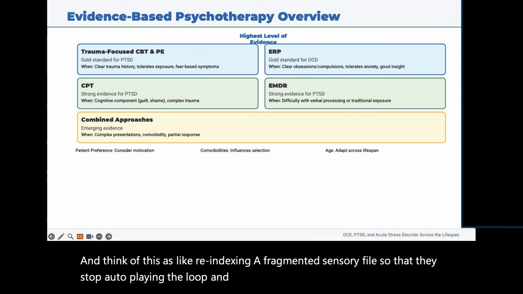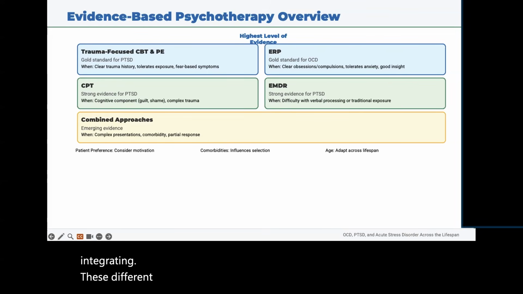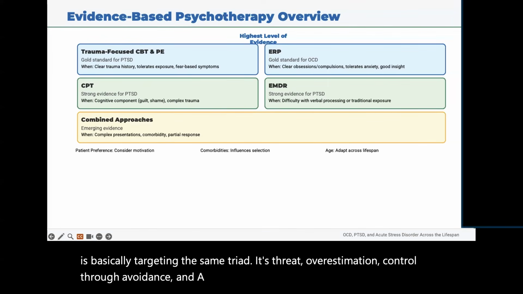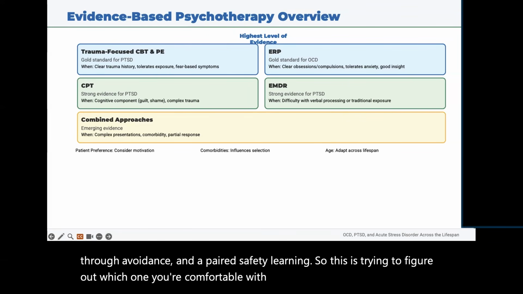And then, of course, all these are combined, and we call this, if it doesn't fit the manual, there's emerging support for integrating these different therapies together. Hard to test, though. But every therapy is basically targeting the same triad: threat overestimation, control through avoidance, and impaired safety learning. So this is trying to figure out which one you're comfortable with, which fits the disorder, and that's the one you can proceed with.